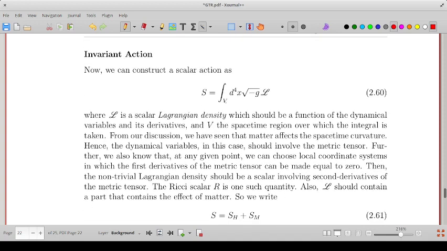So we construct a scalar action over a space-time volume V with the integration measure given by this form, d to the power 4x square root of minus g, which is invariant, and we choose the Lagrangian density to be a scalar quantity as well.